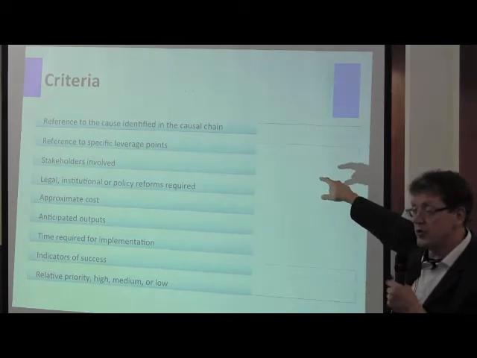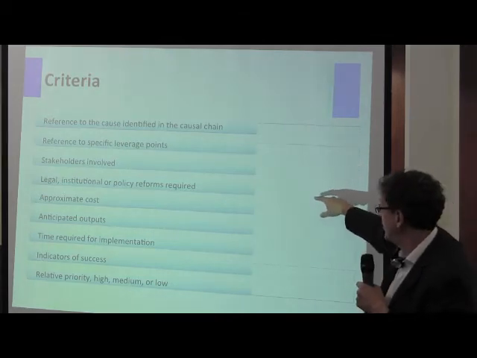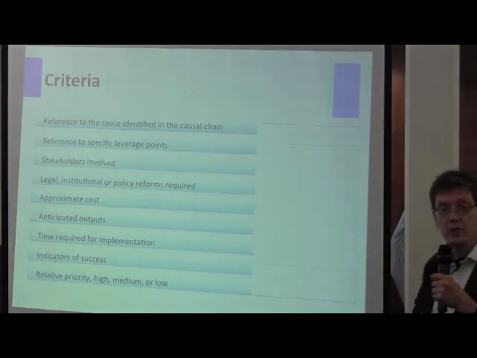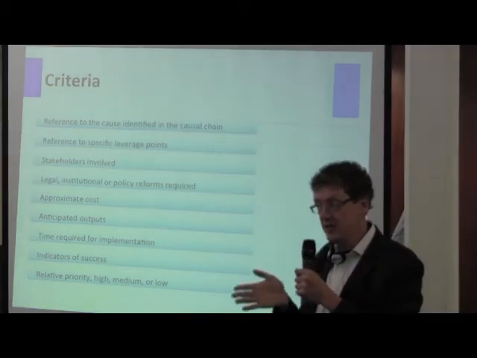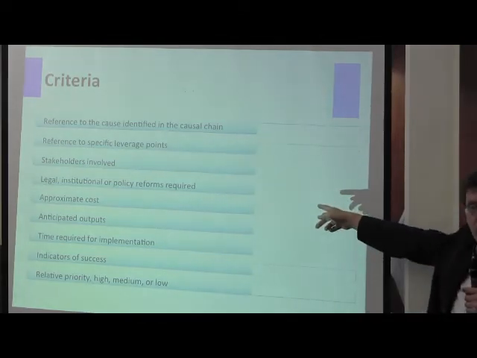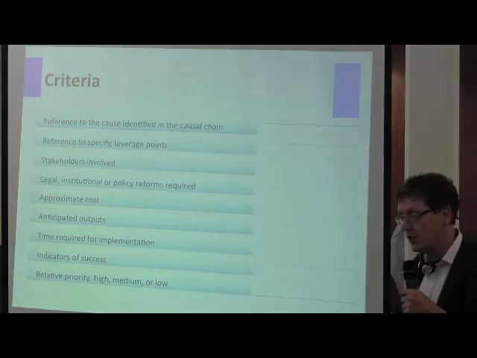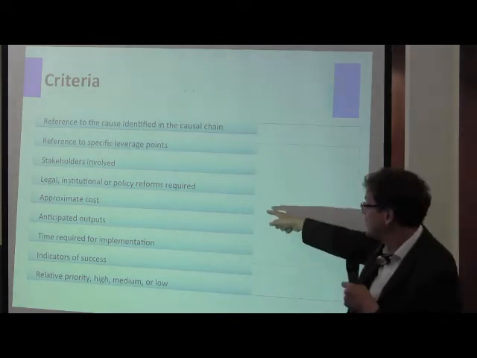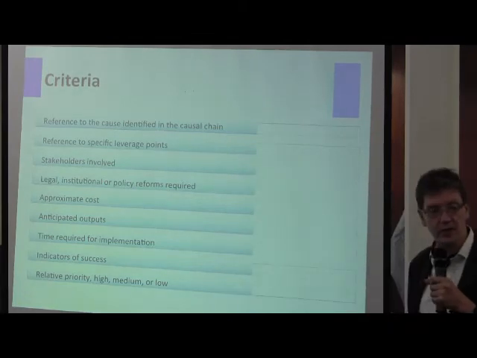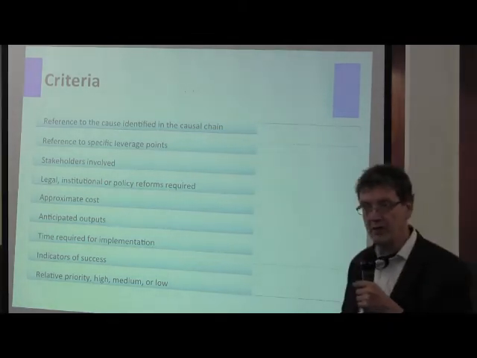Identify who the stakeholders are. Identify any legal, institutional, or policy reforms that might be needed. Some of these won't, so that's going to be easier. Some of them are going to require extensive political reform, and that's going to be a lot more difficult and torturous. Estimate the approximate cost. Identify what the outputs are going to be from this.